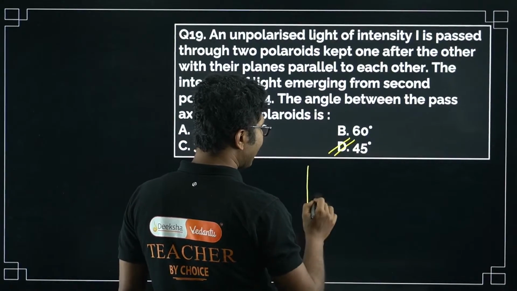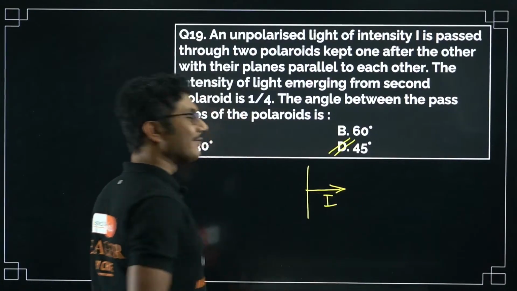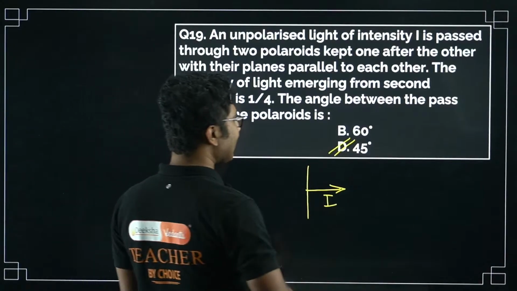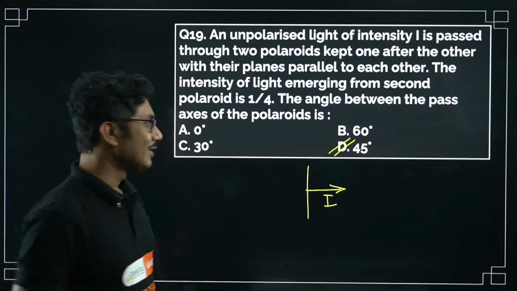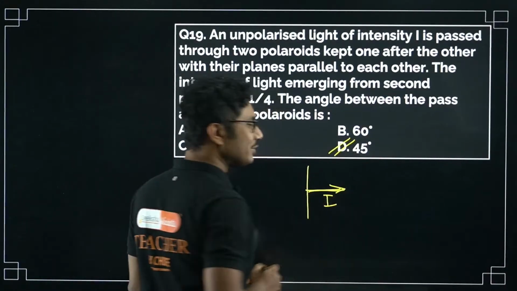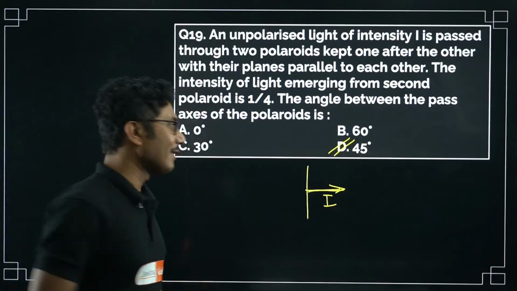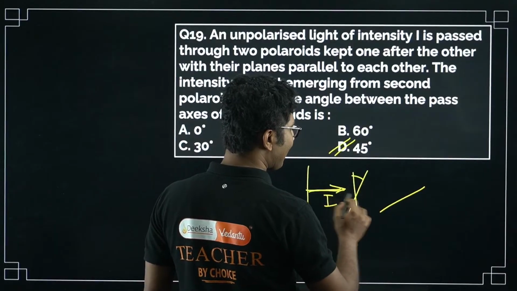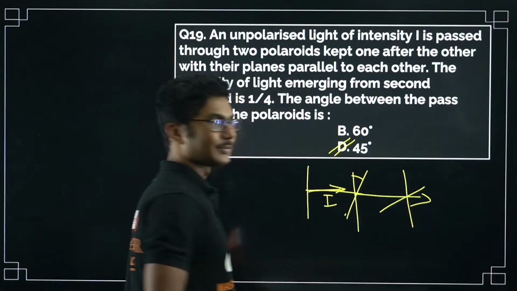So what they give you is the first Polaroid, and the intensity after it is given as I. So you get confused: some unpolarized light falls on a Polaroid, and after coming out its intensity is I. So you don't need to do the I by 2 step in this case. You have to read the question carefully, and from now on, whatever angle they have given, you have to consider that angle and apply Malus law directly, and you get the answer.